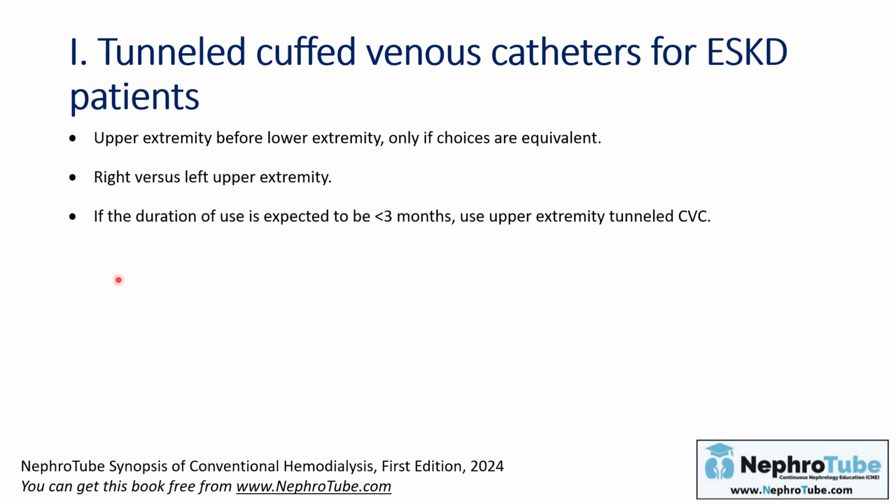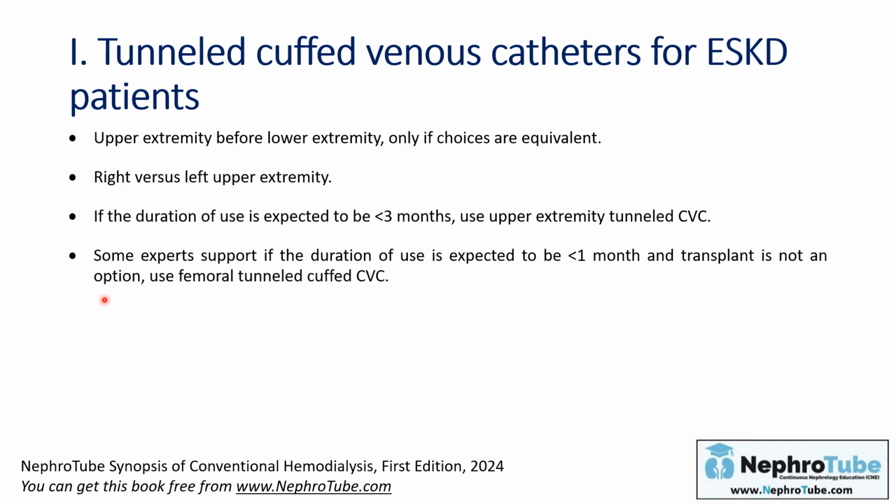And if the patient is expected to have transplantation within these 3 months, please use a right internal jugular catheter or upper extremity catheter and avoid femoral catheter, because femoral catheters may affect iliac vessels and we need to preserve iliac vessels for the anastomosis of the transplantation.